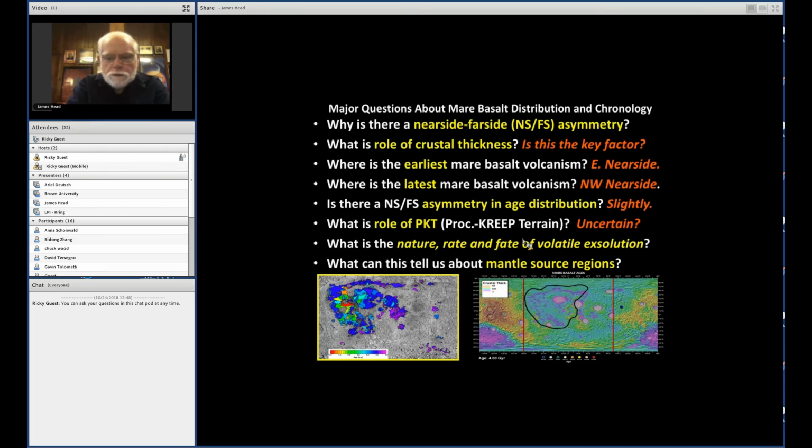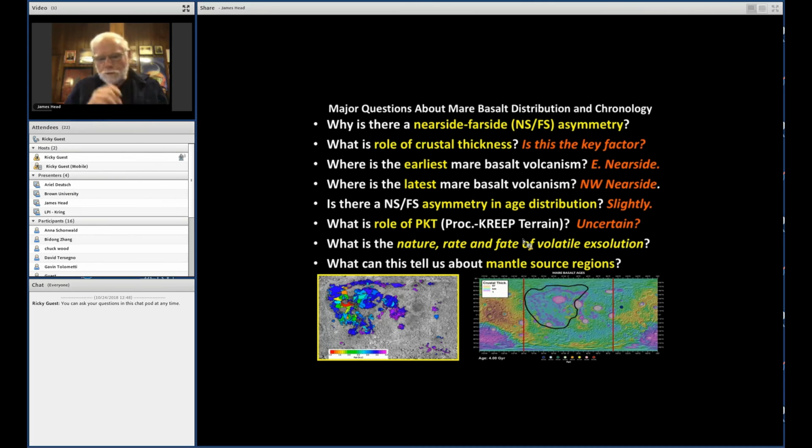So where's the latest volcanism? It's clearly in the northwest near side. Is there a near side, far side asymmetry in age distribution? Slightly, but really not very much. Okay, so it's mostly in the young end, but still there are far side basalts that are in the 1 to 2 billion year old time scale.